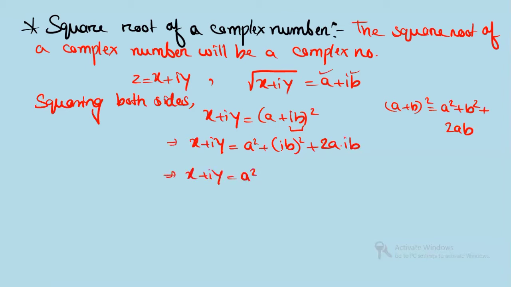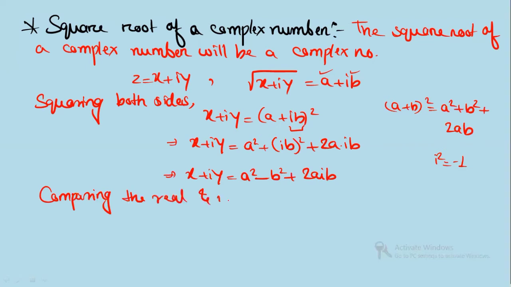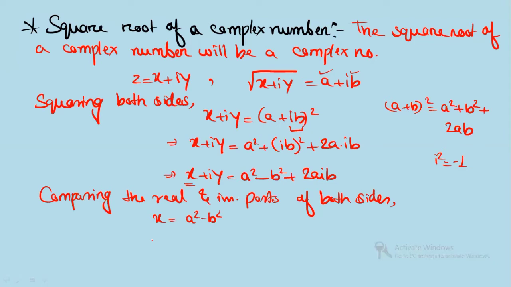In the right hand side you have a square, and i square is equal to minus 1. We know that. So this will give you a minus sign: a square minus b square plus 2aib. Clear? Now we will compare the real and imaginary parts of both sides. So the real part of the left hand side is x and the right hand side is a square minus b square. And the imaginary part of the left hand side is y and the right hand side is 2ab. So this is what we got.